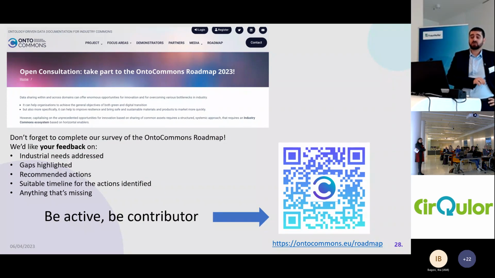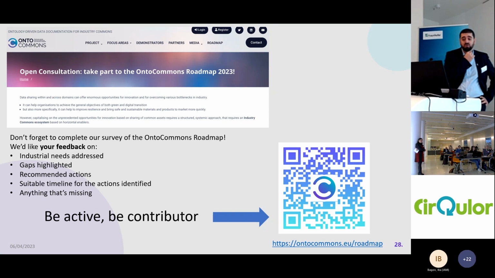Here I try to summarize, so the slides will be available, but the whole document is available online. So you go to our website, OntoCommons.eu, and then you have a roadmap, and we have an open consultation. So we invite you to go, to read, and to be active, to be a contributor.